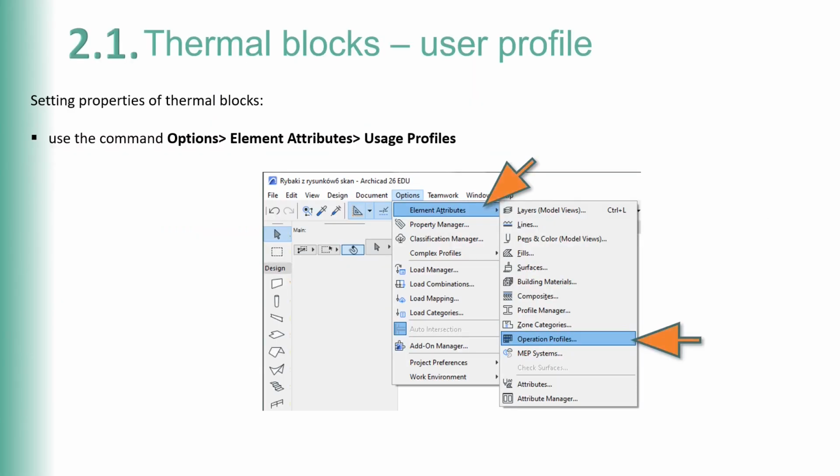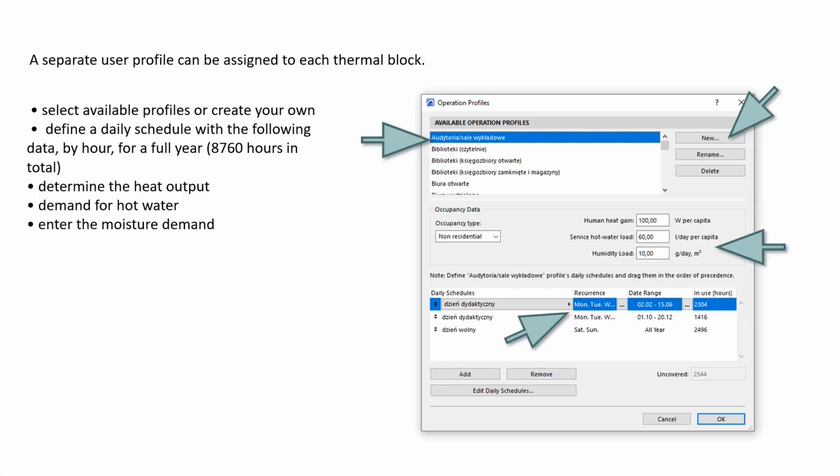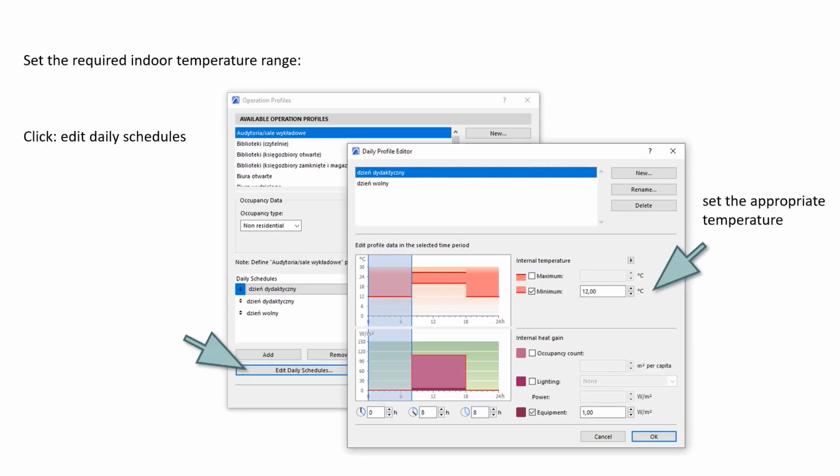Now set up your usage profiles. Select Options, then Element Attributes, and then Usage Profiles. A usage profile must be determined for each thermal block. You can choose from a list or create your own. The heat output of people, the hot water demand and the moisture load must be determined. In the daily schedule, you can select different times of use for different days of the week. Next, select the average air temperature and then calculate how many square meters one person occupies in the entire property.